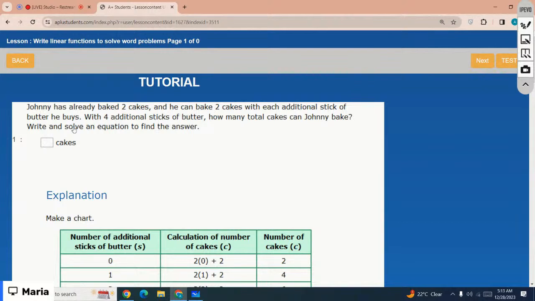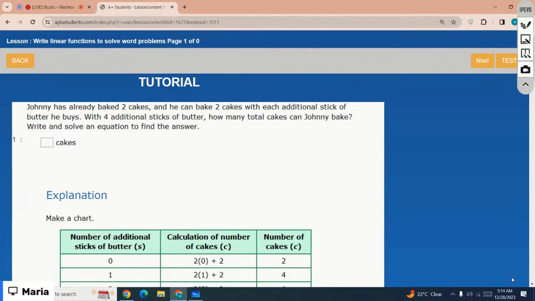For example, you are given the question: Johnny has already baked 2 cakes and he can bake 2 cakes with each additional stick of butter he buys. With 4 additional sticks of butter, how many total cakes can Johnny bake? Write and solve an equation to find the answer. So you have to write the equation and then you have to solve the equation for 4, right? So how do you write the equation?